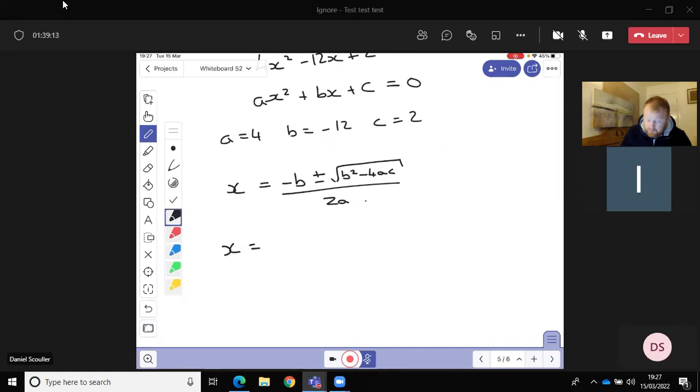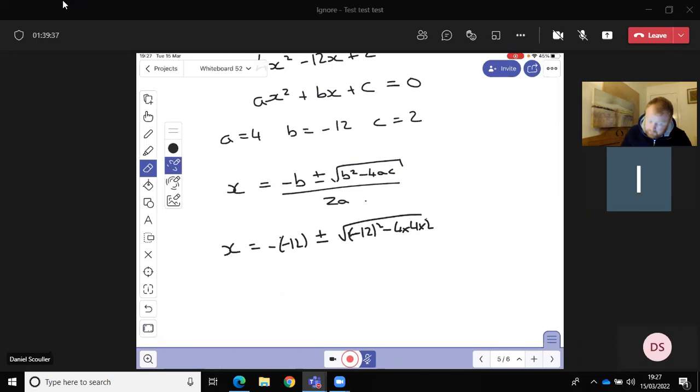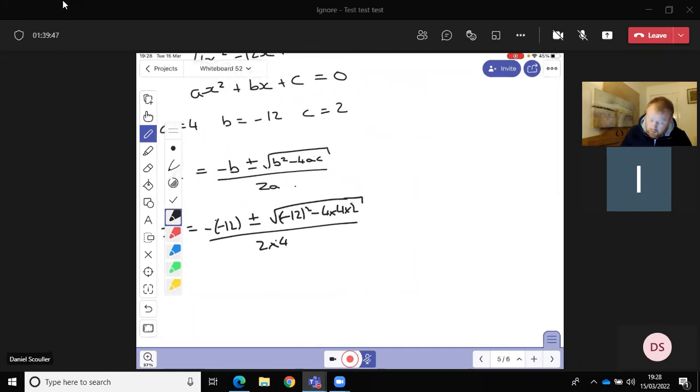Negative b will be -12 plus or minus root of -12 squared minus 4 times 4 times 2, over 2 times 4. I'm just going to take this bit out and just do it to the side.